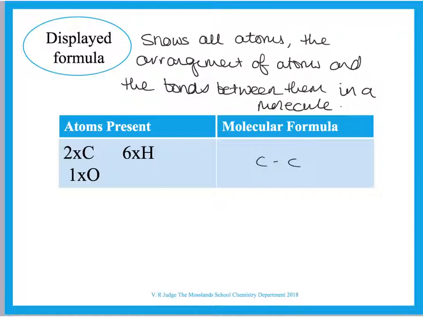Now, I'll put one there, and I've got to show the bonds because it's a displayed formula. One there and one there. That takes us to 5 hydrogens, but we've still got to put this oxygen in as well. So if we put the oxygen in and then the hydrogen, that finishes off one example of a displayed formula with those atoms in. Now, if you're looking at that displayed formula and thinking, well, how do I know that that oxygen goes there and then the hydrogen goes on the end?